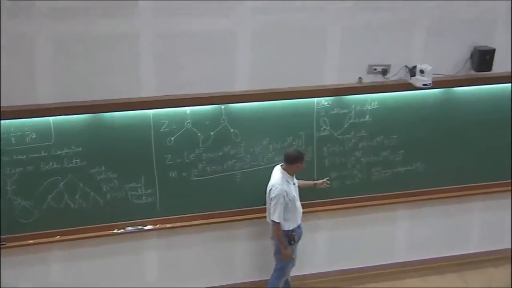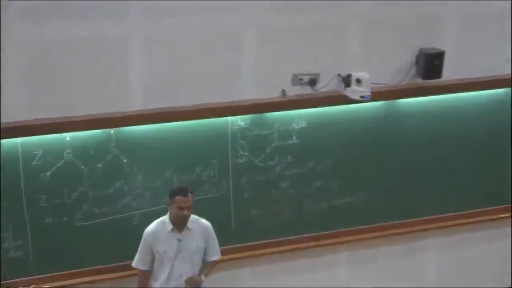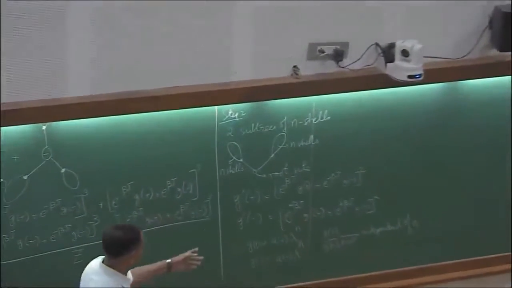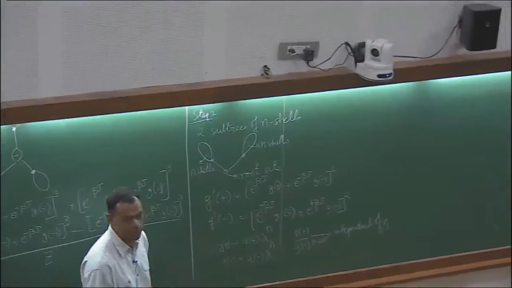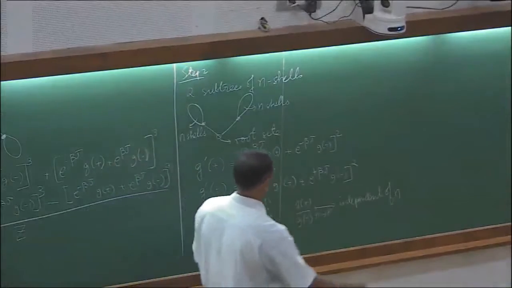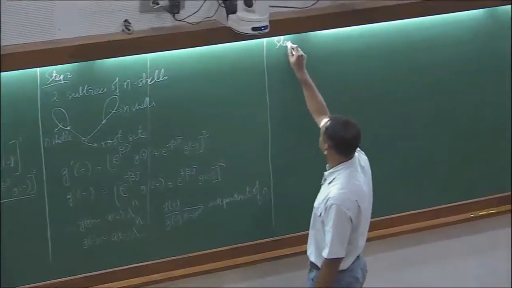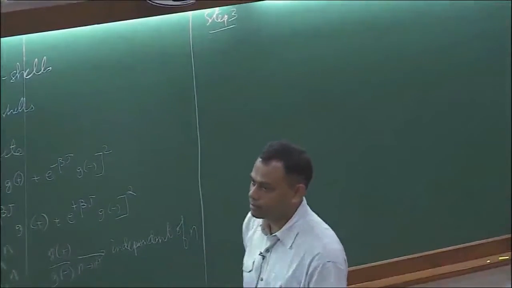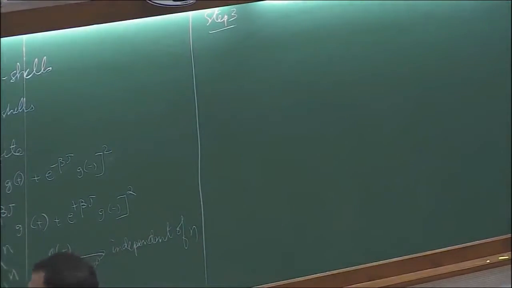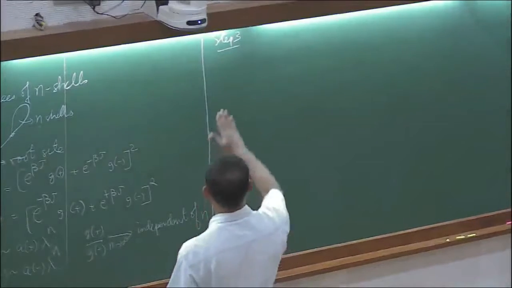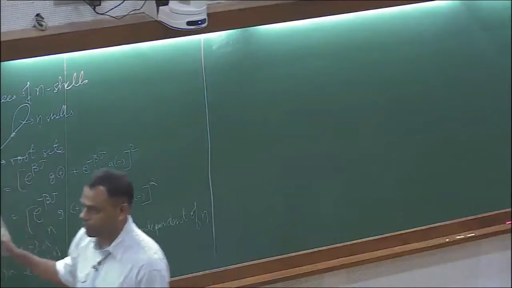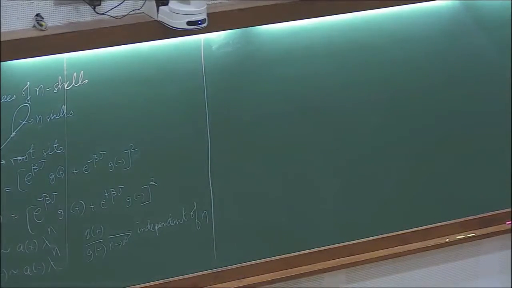So this ratio doesn't diverge with n, that's the point. The key is to take these partition functions and take the ratio of them. So that's step three. We have these partition functions. Now we are going to take the ratio of g plus to g minus and ask, do we get some sensible answer from there?